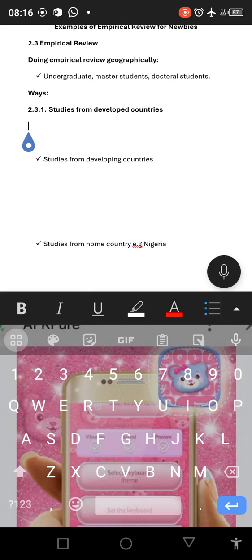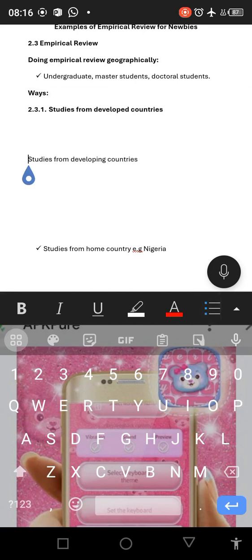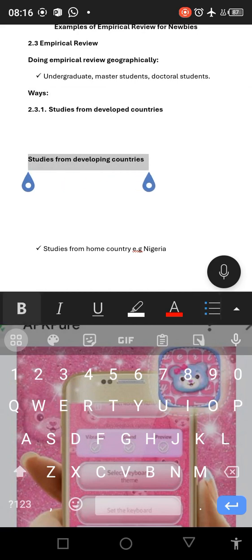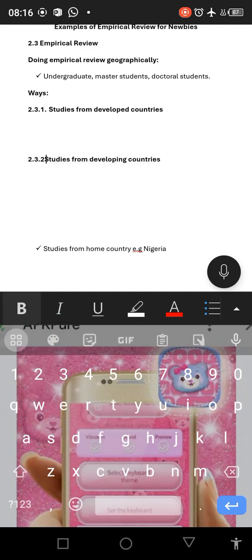That means I will start from 2023. So I will count 2023 backward for 5 years. I hope you understand. Then once you are done with studies from developed countries, you come to developing countries. As a heading, you highlight it again and then you label it 2.3.2. I hope you understand now.